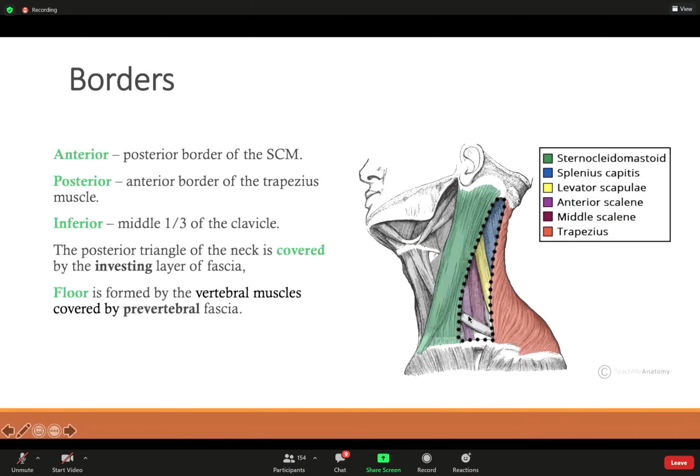How about the floor? The floor, basically, we have, as I said, the investing fascia. The investing fascia covers everything, and then also in the floor, if you remove the prevertebral fascia, you have some muscles. These muscles are what we call the prevertebral muscles, and there are three muscles. I'll show it to you in the next slide. This is related to the neck region.